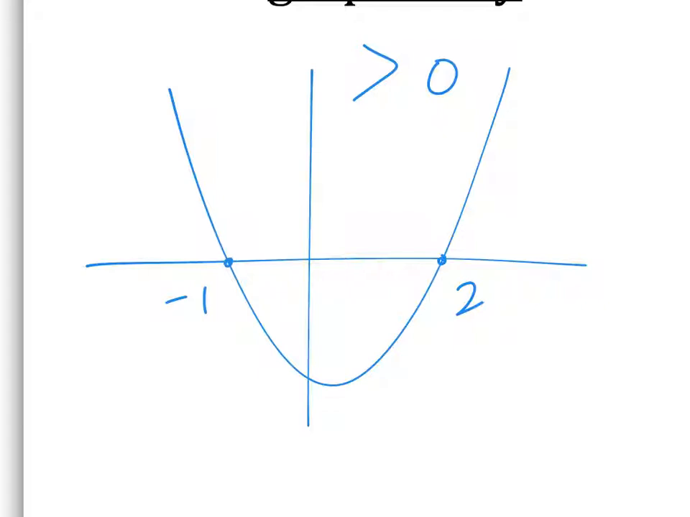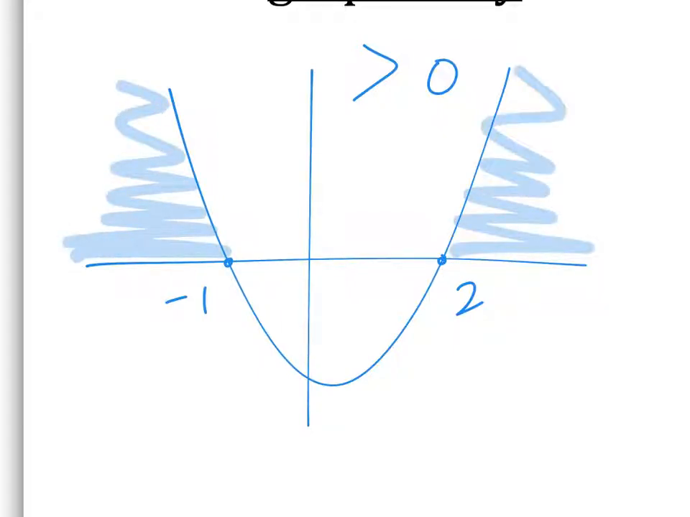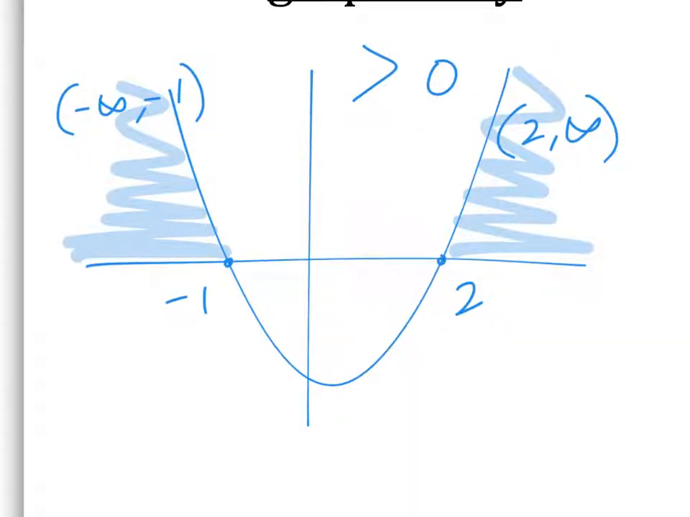Okay, so which part is above 0 or the x-axis? That's this part and this part. You see how those two parts are actually above? So then you would write this as negative infinity to negative 1, and then from 2 to infinity. Okay? All right, let's try another one. It's going to be a little bit tricky.